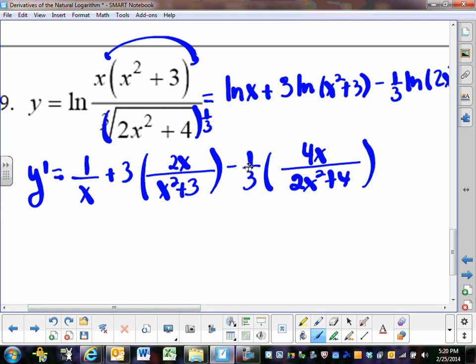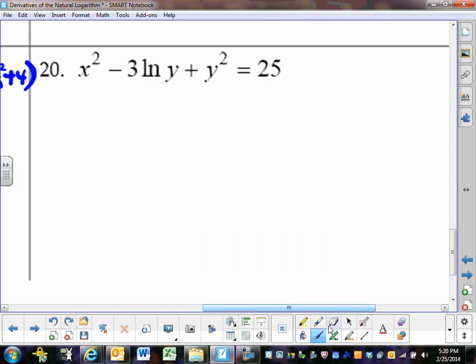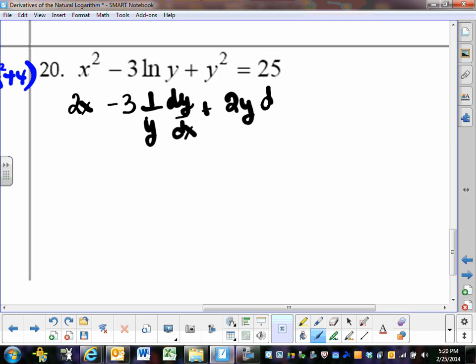Okay, what we'd rather do instead is use our log rules. It says that we have the natural log of x on top plus 3 because of the power coming down, natural log of x squared plus 3 minus, there's a 1/3 power really on the bottom that's going to come out to the front of the natural log 2x squared plus 4. So what we have to be careful about is the x does not have a power, so it should not have anything in front. The x squared plus 3 does have a power, so it has a 3 in front. Similarly here, and it's top minus bottom.